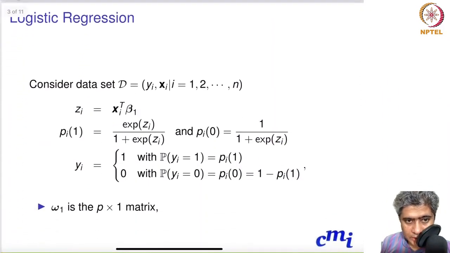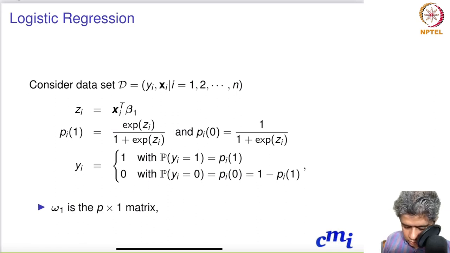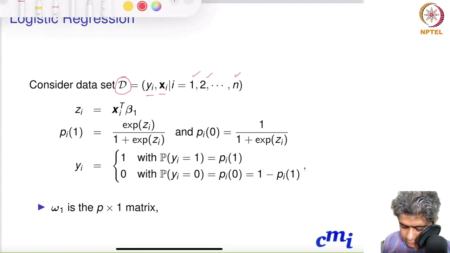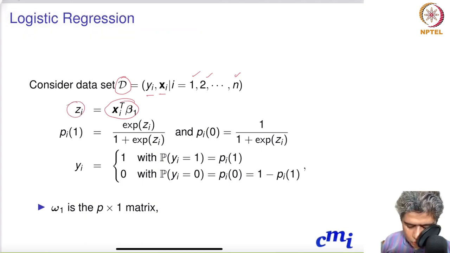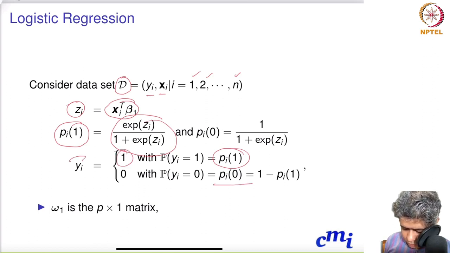So let's start with the basic logistic regression model. We have this data set which is yi and xi's. There are n samples, i is from 1 up to n, and then zi equals xi transpose beta. Then you have pi equal to the sigmoid function, and with probability p you have y equal to 1, and with probability 1 minus p you have y equal to 0.